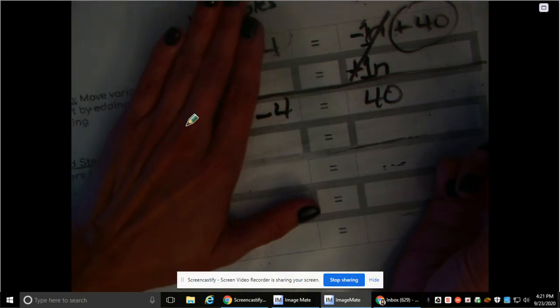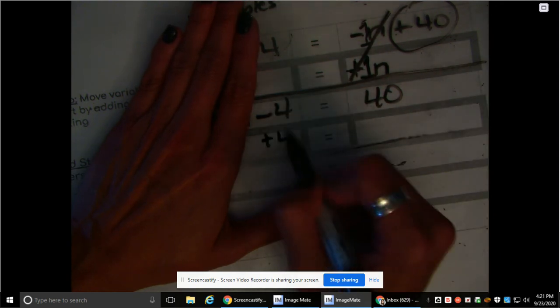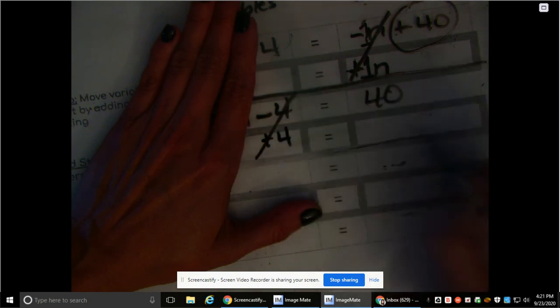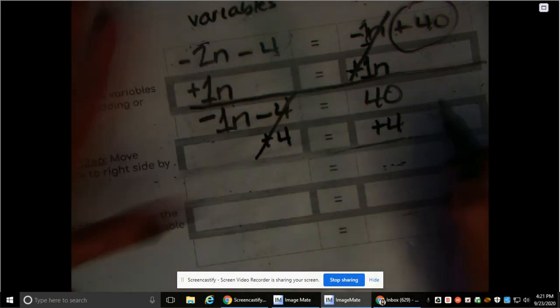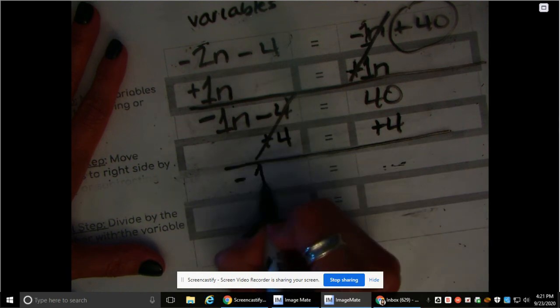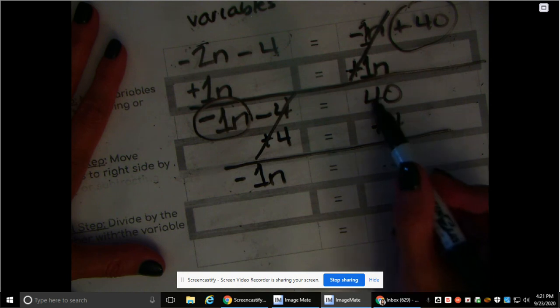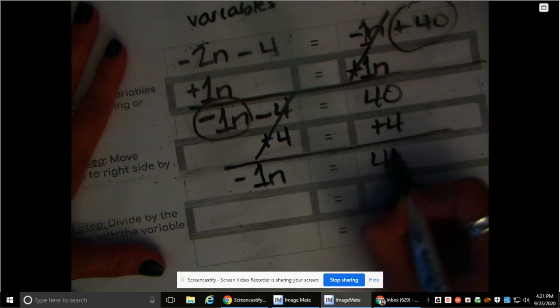The next step is to move your numbers to the right side. So I want to move this minus or negative 4. I can do that by adding 4. That will cancel these out. I'll add 4 to this side. Negative 1n is all that's left on this side. Over here, 40 plus 4 is 44.